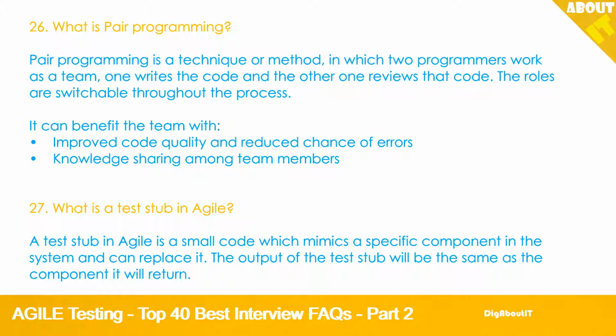27. What is a test stub in Agile? A test stub in Agile is a small piece of code which mimics a specific component in the system and can replace it. The output of the test stub will be the same as the component it replaces.